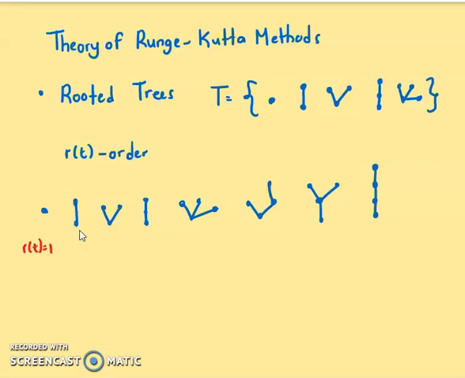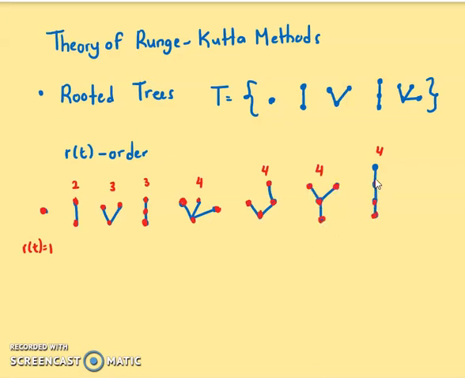Now if you look at it, r(t) equals 1 for this one. This is order 2. This is order 3, order 3. Order 4, order 4, order 4, order 4. So how do you determine the order? By determining the vertices. So this is 1 vertex, 2 vertices, 3 vertices, 3 vertices, 4 vertices, 4 vertices, 4 vertices, and 4 vertices.